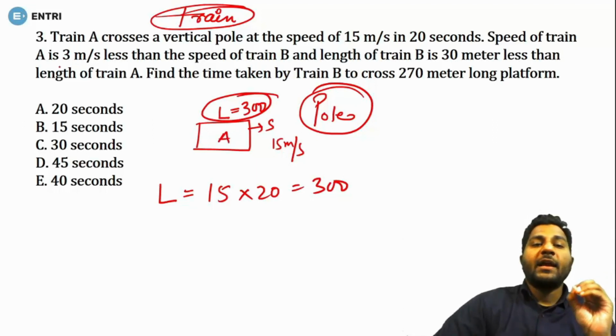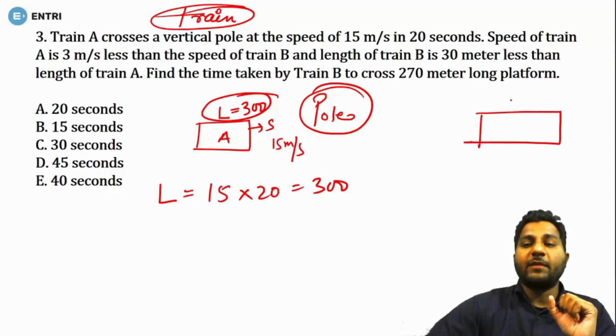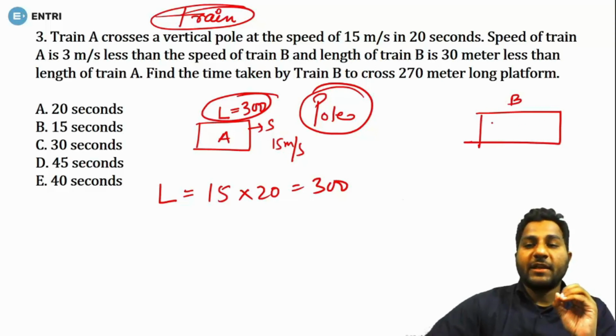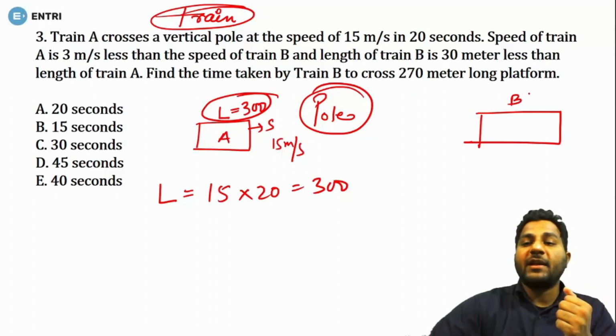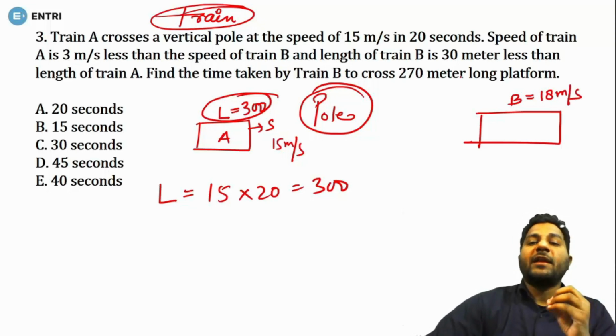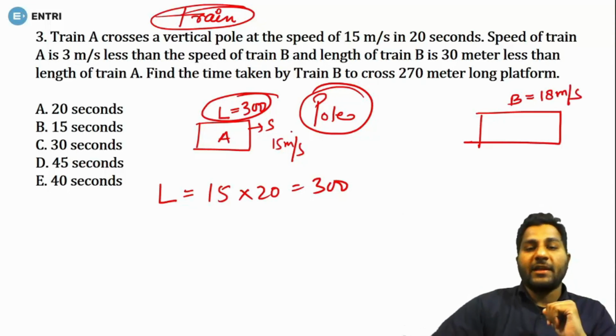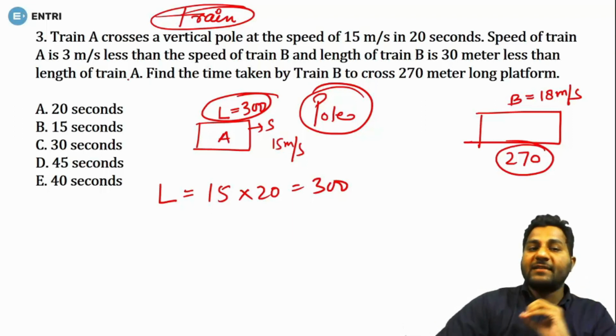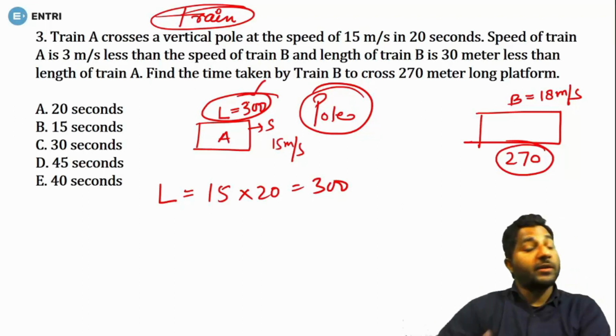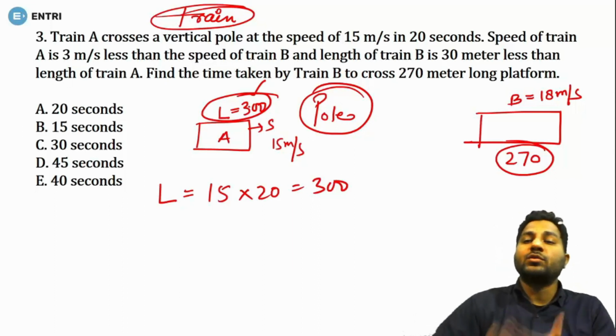The speed of train A is 3 meters per second less than the speed of train B. That means the speed of train B is 18 meters per second. And the length of train B is 30 meters less than train A. That means the length of train B is 270 meters, because if train A's length is 300 meters, then the length of train B is 270.